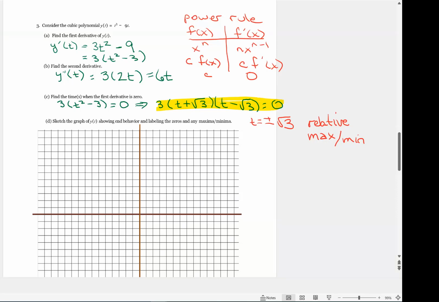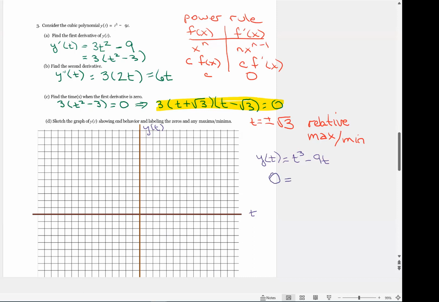First thing I want to do is find my zeros. I go back to the original function, y of t, which is equal to t to the third minus 9t. Why do I go back there? Well, because that's the function I'm trying to graph. This is t, and this is y of t, where y of t is equal to this. How do I find my zeros? I make y equal to 0.